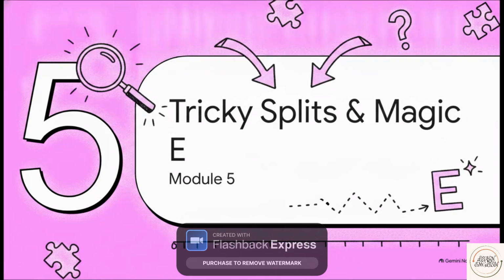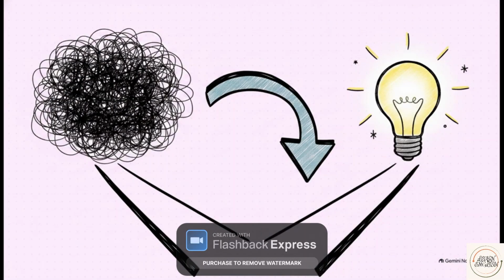All right, time to navigate some trickier terrain in Module 5, tricky splits and the magic E. So, what happens if you underline your vowels, but the word just can't be split perfectly in the middle? Well, you have to choose a side. And the golden rule is, always try splitting on the side of the first vowel first.